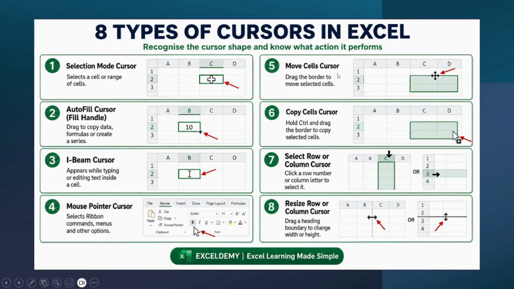Then the fifth cursor is the move cell cursor, which has arrows pointing up, down, left and right. Whenever you have a selected cell or range of cells and you want to move it to some other place, you can move it using this arrow. So this is the move cell cursor. It moves the cell. Then for the copy cell cursor, the arrow looks something like this, wherein you can copy the cells, but you have to press Control along with that. So you hold Control and drag the border of the selected cell, and you see that the cell is copied to wherever you are looking for.